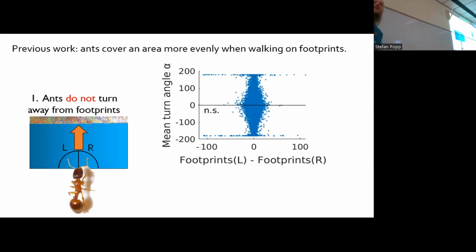We do not find that ants turn away from the footprints. And you can see that in the plot here: on the x-axis is the difference of concentration between what they can sense in the left and right antenna, and on the y-axis is the actual turn angle that is correlated with that. And because you can see that there is a completely flat line, there's no slope, the ants are not turning either towards or away from the side of the higher footprints.